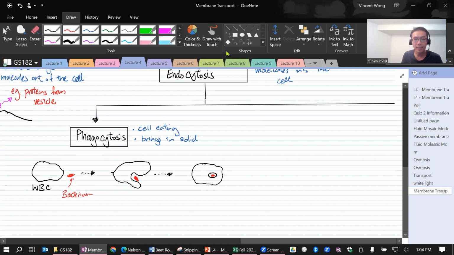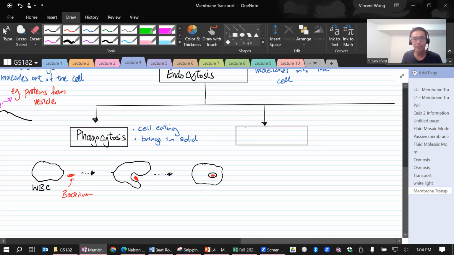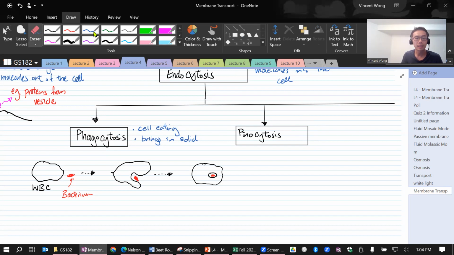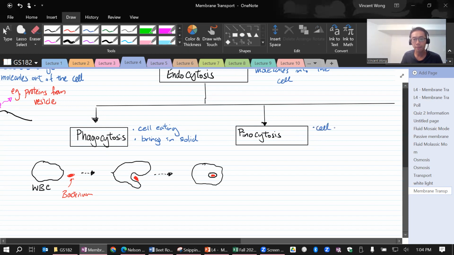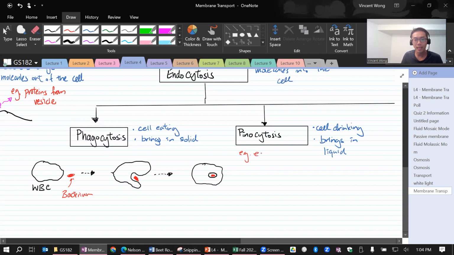Okay, next. Other than eating, what else do they do? Well, you can probably guess they drink. So pinocytosis. Right? This is cell drinking. Which means they bring in liquid mostly. Okay, some extracellular fluid. An example of that would be like the human egg does that. Some kidney cells, they do that. You learn all these next semester, okay?